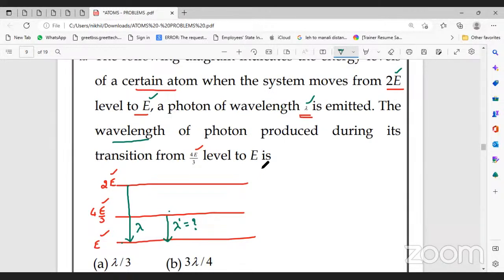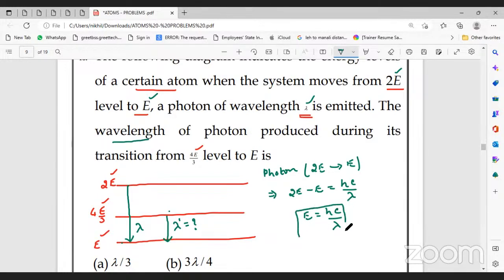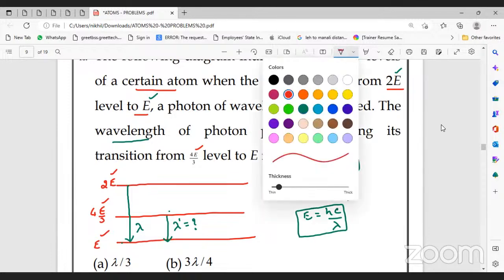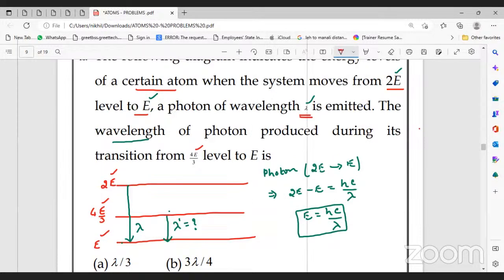Now, when the photon takes a transition from 2E to E, what is the energy emitted? Final energy minus initial energy, which is nothing but hc by lambda. What is 2E minus E? It is E. So E is equal to hc by lambda. This is for the first case. Coming to the second case.